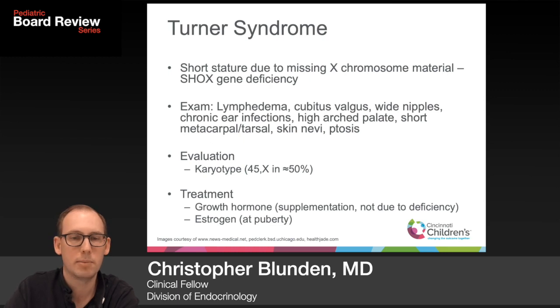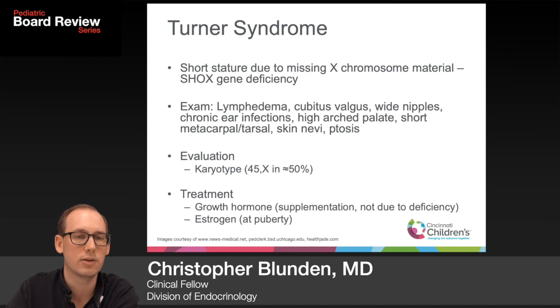And then finally, last couple of processes I'll talk about here are Turner syndrome and undernutrition. Turner syndrome is a condition in which there's short stature due to missing X chromosome material. So in contrast to Klinefelter syndrome, where there's extra sex chromosome, there is a deficiency or haploinsufficiency of sex chromosome, and particularly the SHOX gene in this condition causing short stature. These patients have classic phenotypic features of lymphedema, cubitus valgus, widely spaced nipples, chronic ear infection, high arched palate, short metacarpals or metatarsals, nevi, ptosis, and the phenotypic range can be quite variable from having very little to none of these features to having all of them.